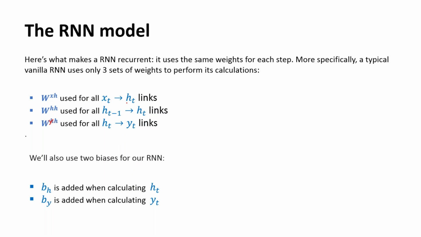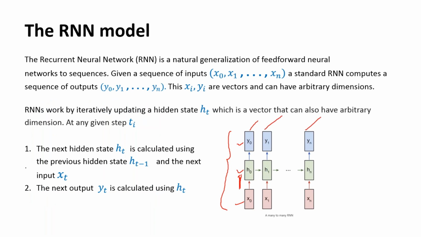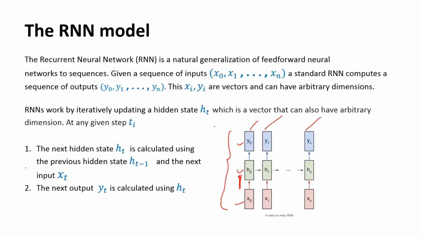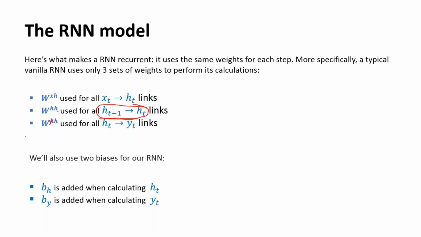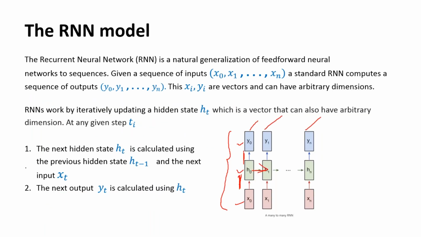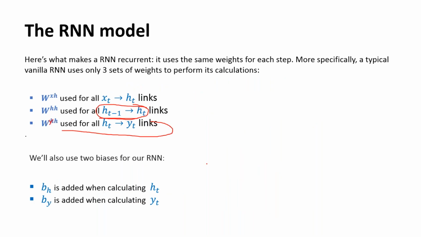WXH is used for the XT and HT links, right? We should see these links here. Then we have WHH used for HT minus 1 and HT, so there is a link between these states also. That weight is calculated by WHH. And we have WYH, which is used for HT and YT, you see this link here. So these are the 3 sets of weights to perform the calculation, and we'll also use 2 biases for our RNN. The 2 biases are BH and BY, right?